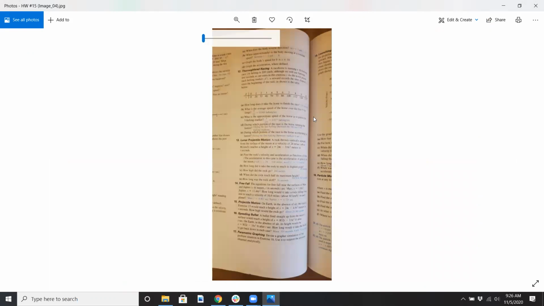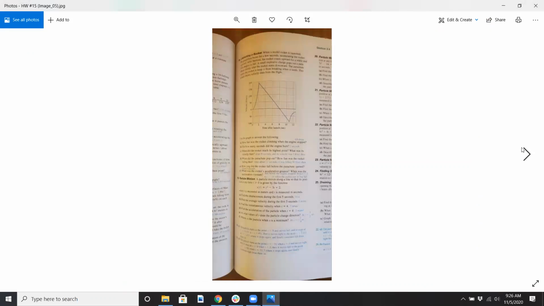15 looks like it's like example 4. Someone's going up then down. 19, more in particle motion. We'll look at that one kind of quickly.